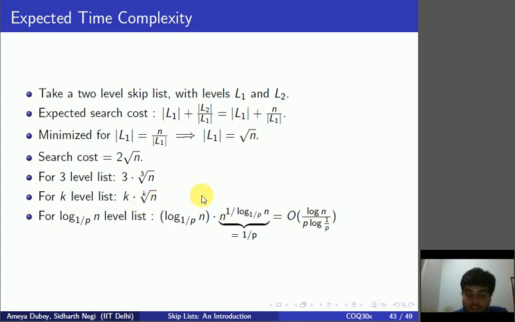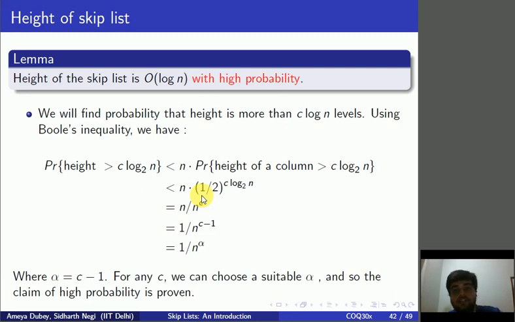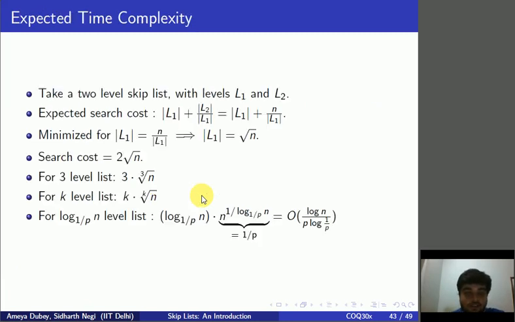So now we proved in the previous slide that the height is c log n, right? So we take log and we take the base 1 by p. P here will be chosen for simplicity to be 2. So we have log n base 2 level list, and we again simplify this, and we get the time complexity to be order log n, which is what we wanted.